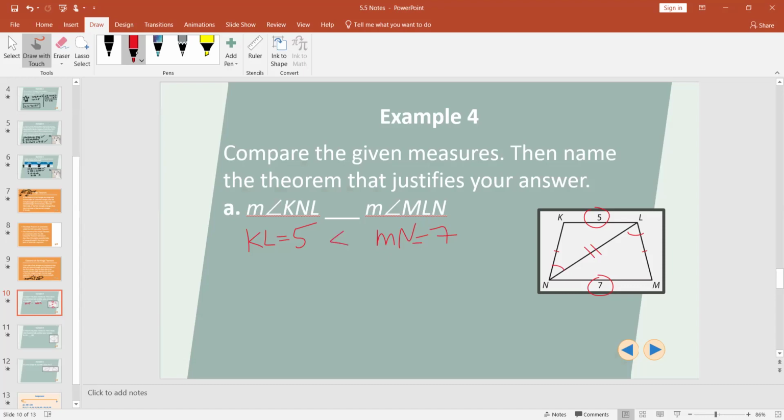So 5 is less than 7. So that means that the included angle is going to be less than. KNL is going to be less than MLN. Hold on, let's look at this theorem. We use the sides, compared the opposite sides to prove the included angle. So this was the converse of the, I believe, right? Hinge theorem. Converse says that the side proves the angle. Yep, so this is the converse hinge theorem.